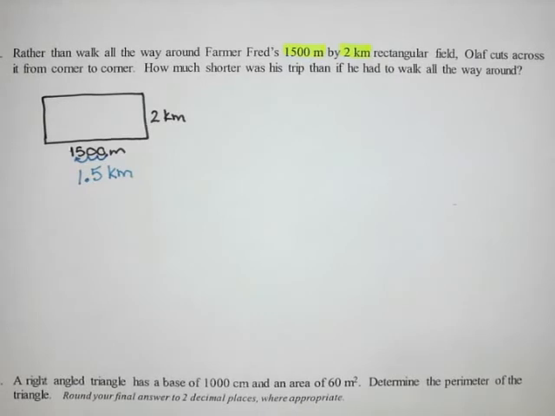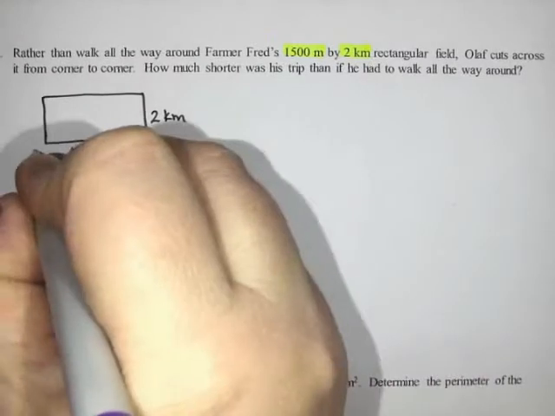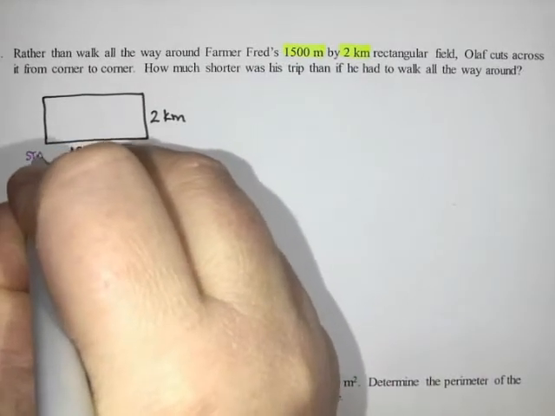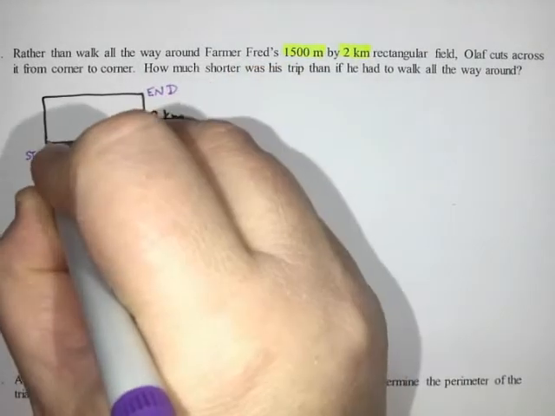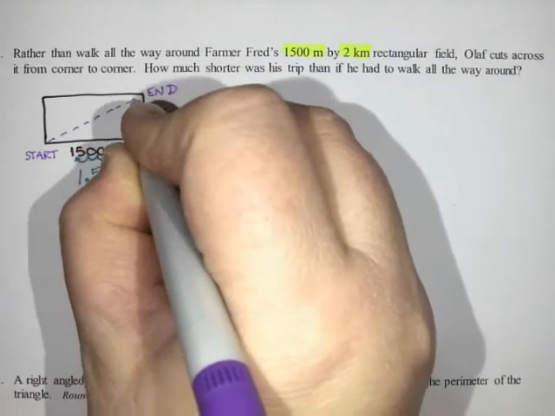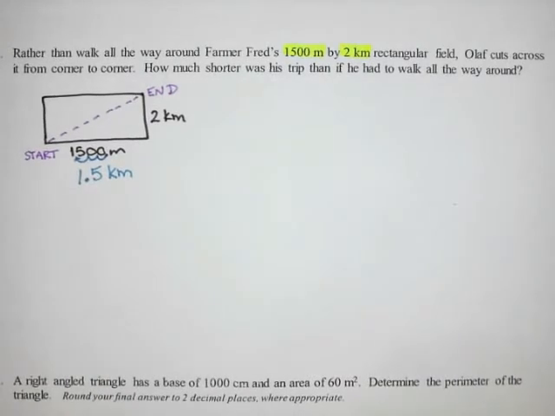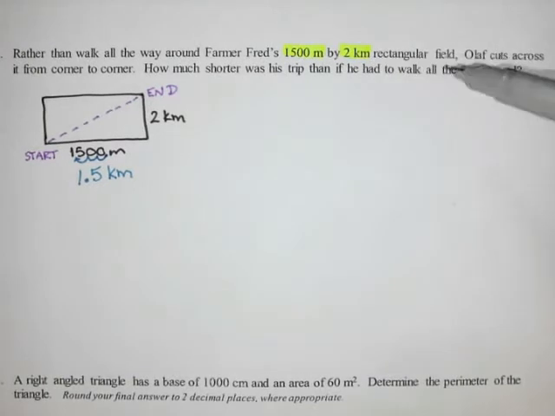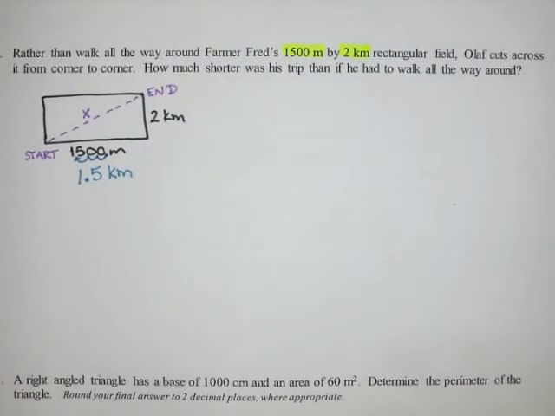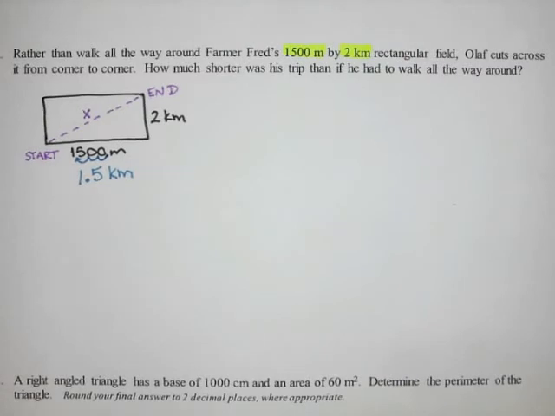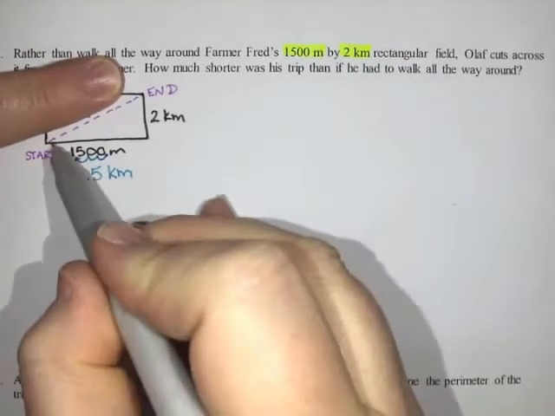It says Olaf cuts across the field from corner to corner. So he's maybe starting here and ending here. And he's going to walk across the field from corner to corner. Hopefully he and the farmer are friends and he's not trespassing. So it says, how much shorter was his trip than if he had to walk all the way around? So really what it's asking me to find is, how far is it if he walks from corner to corner across the field? Now, if I look at this, I notice it makes a triangle.